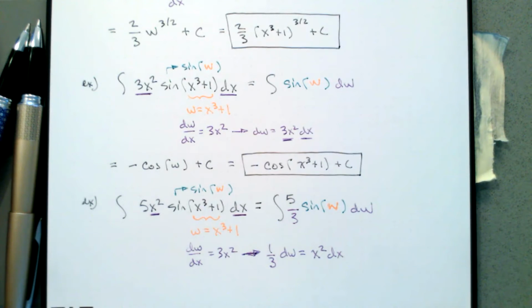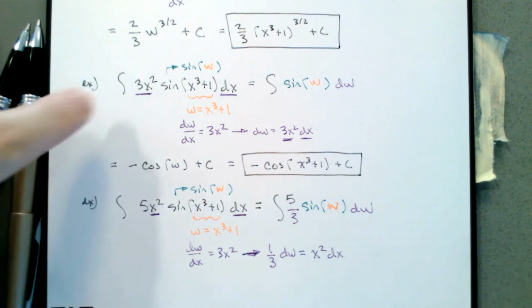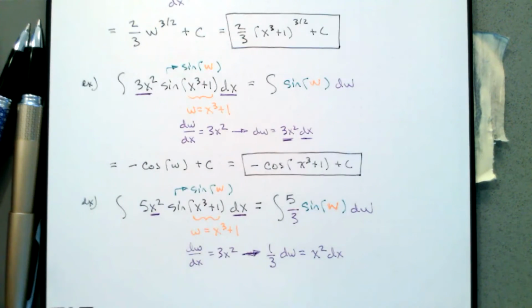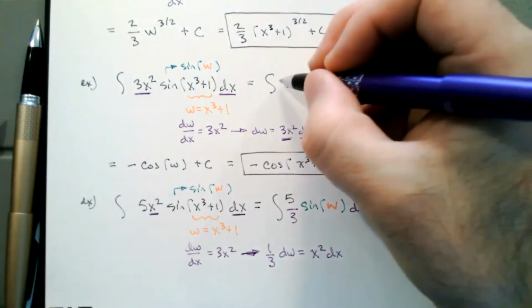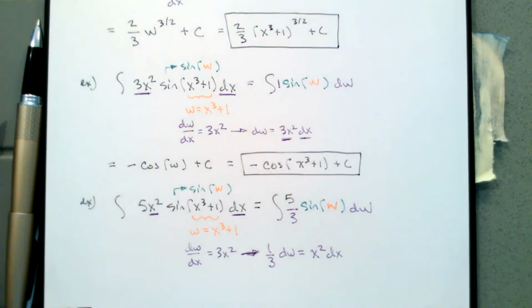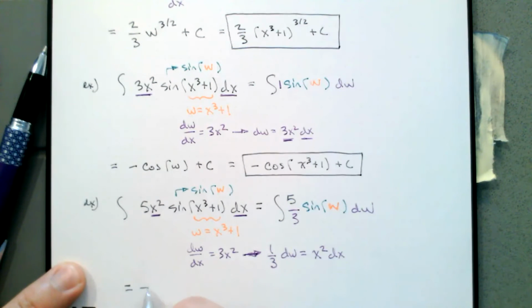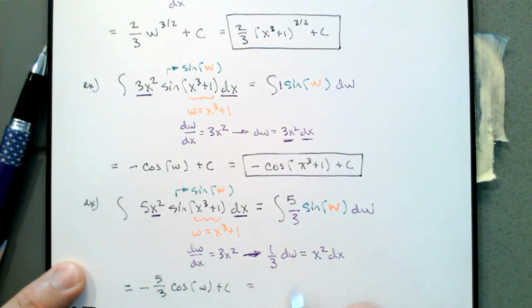We didn't see this in the previous example, because the previous example had a 3. If I put the 3 over here, I would have multiplied it by the 1/3, and they would have canceled. And that's why we just see 1 dw up here. But here, I'm just replacing the x squared and the dx with 1/3 and the dw. And so we integrate. The integral of sine is negative cosine. Don't forget your constant of integration, because you don't want to lose a billion points.